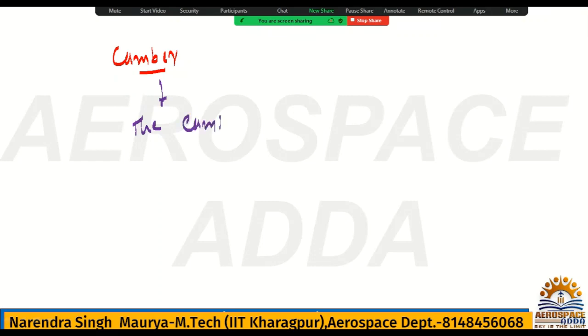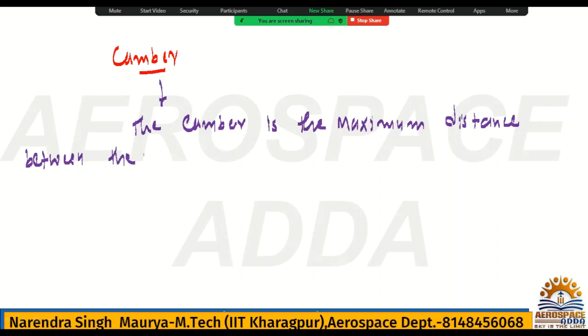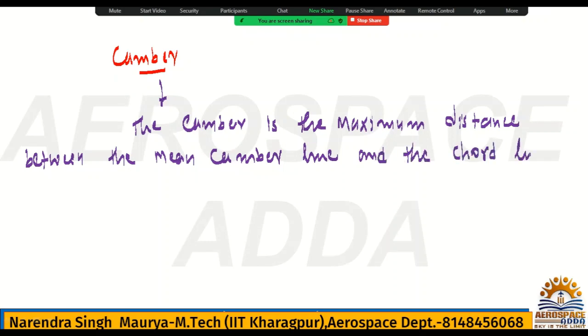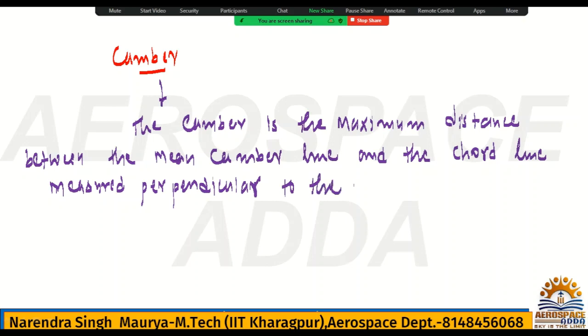So the camber is the maximum distance between the mean camber line and the chord line, measured perpendicular to the chord line. Very simple.